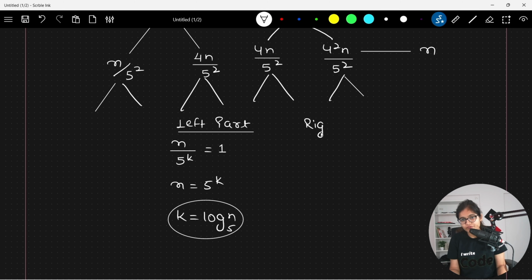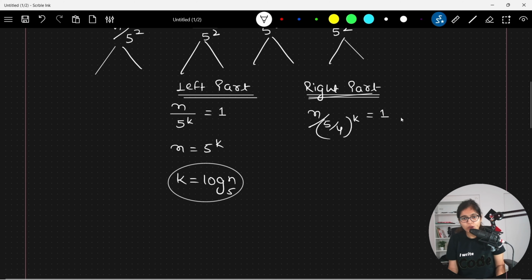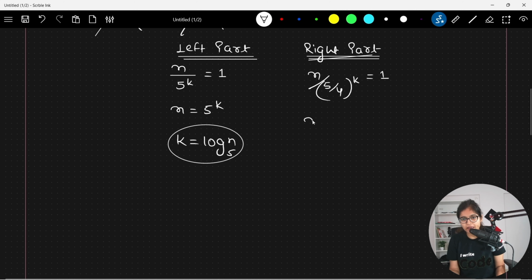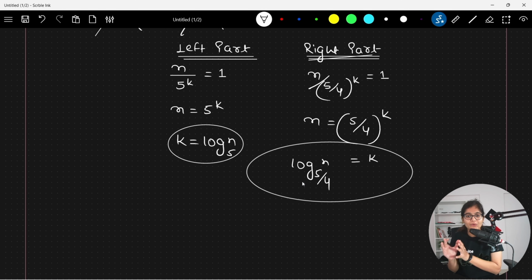Whereas on the right part, if you try to observe here, what we are trying to do is get the value as n by, can I write like 5 by 4 on the below position? 5 by 4 to the power k, which is equal to 1 here. Now if we solve this, we will be able to get the value of n as 5 by 4 to the power k, and the value of k as log of n base 5 by 4. This is the value of k that we are getting for the right part.